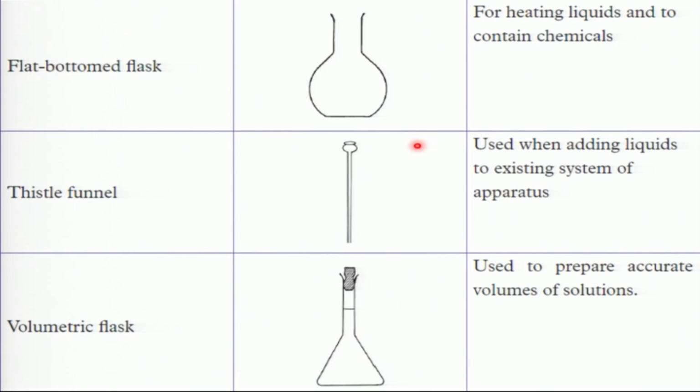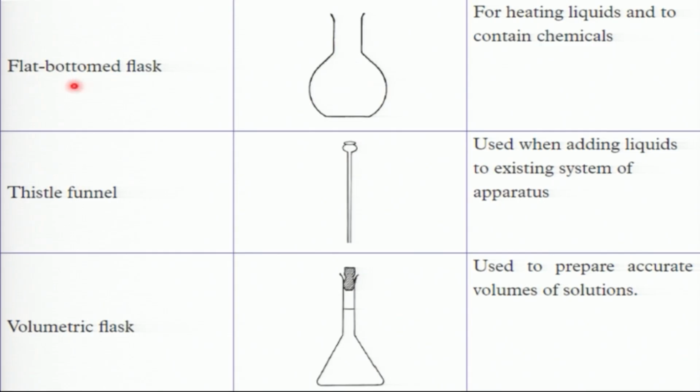So by the time I was talking of the conical flask, I had talked of the flat-bottomed flask. All right? So this is the flat-bottomed flask. Look here at the bottom. It's flat. The name comes from there. So this is used for heating liquids and to contain chemicals. You can put in chemicals and transfer them somewhere you want. So it is used also for heating chemicals, liquids, and for keeping or containing chemicals.